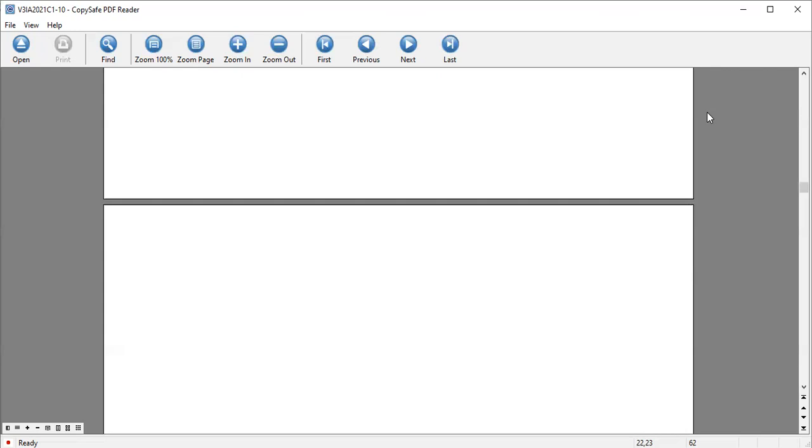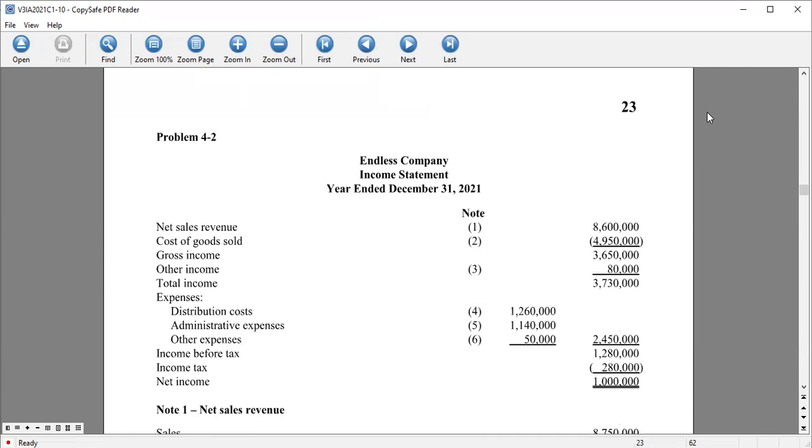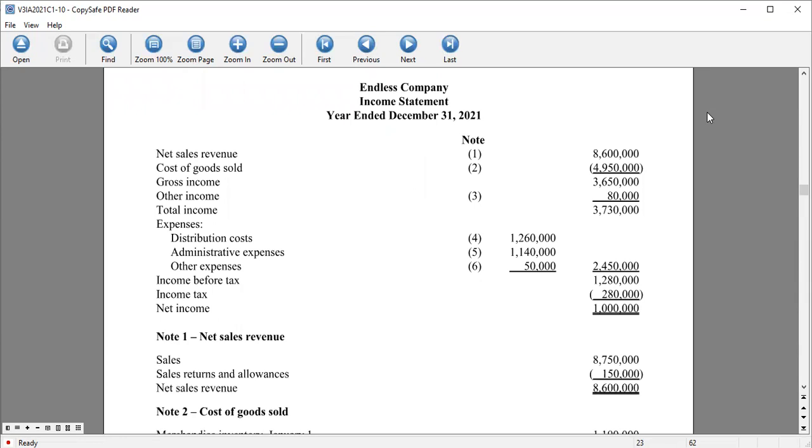We now move on to a problem for this 2. For this 2 again is requiring for an income statement with supporting notes. So we have now your income statement for the year ended December 31, 2021. So again, with supporting notes, we have the net sales revenue, note 1, cost of goods sold, note 2. Then we have the gross income and other income to be added, deduct the expenses, distribution costs, administrative expenses, other expenses, income before tax, then we deduct the income tax, and finally, the net income. So we again use the cost of goods sold method. Now let's look at the notes, numbers 1 to 6.